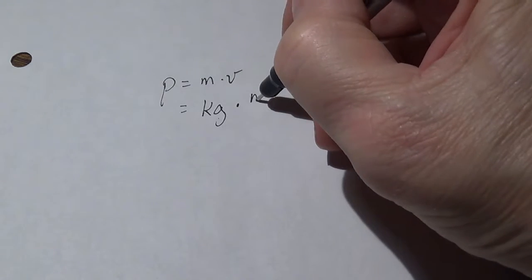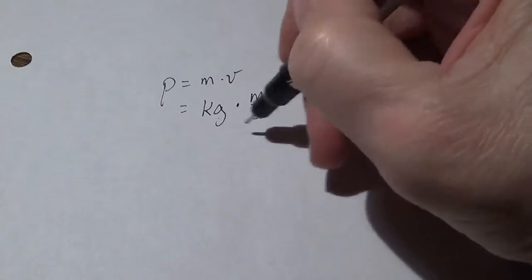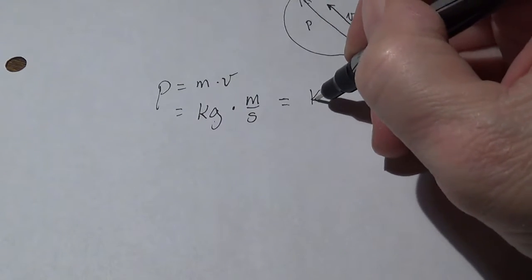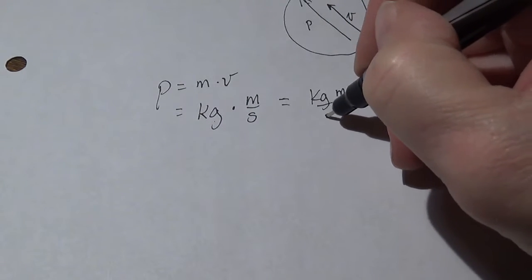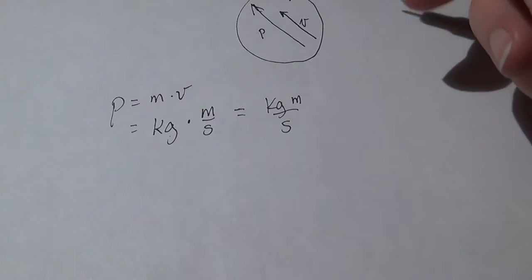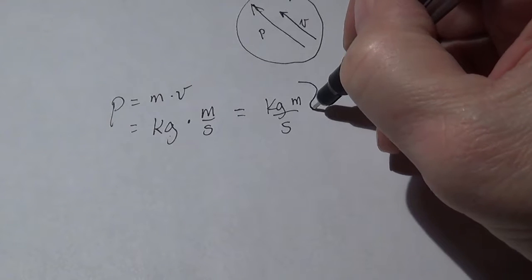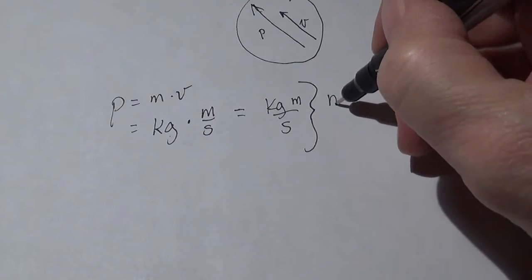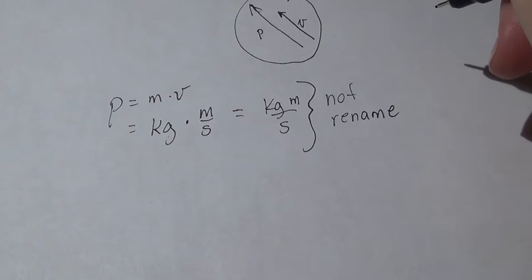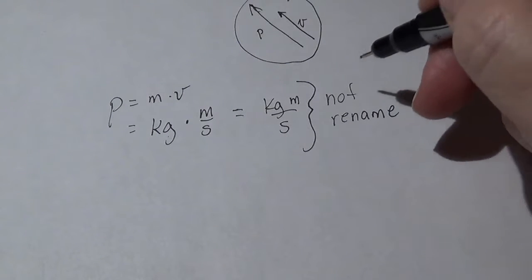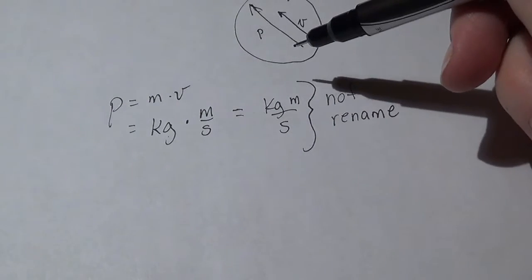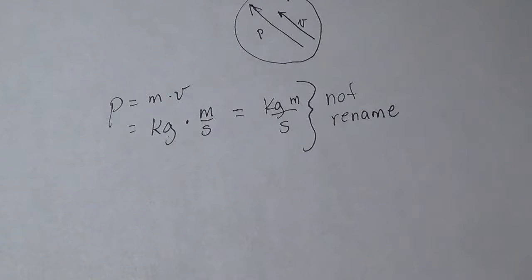All right, how about velocity? So it's meters per second, if we're going to deal with the metrics, like I started with kilograms. So we get kilogram meters per second. Kilograms times meters over seconds. And guess what? We did not rename it, for good reason. For now, if we have a momentum, we're going to call it a kilogram meters per second.